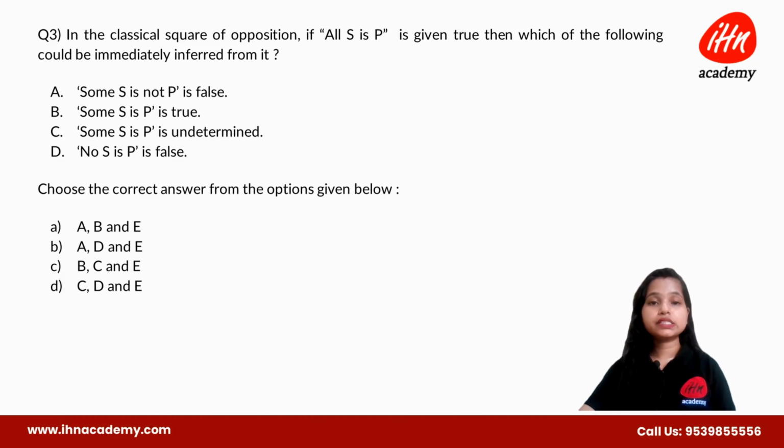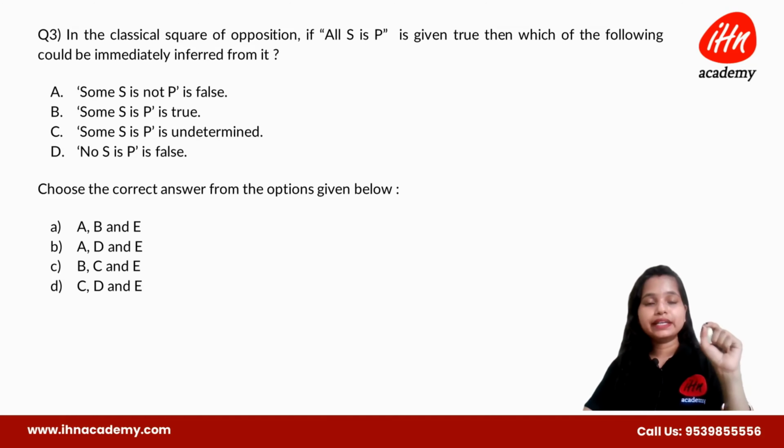Some S is not P, meaning particular negative, is false. Some S is P, particular positive, is true. Some S is P is undetermined. Undetermined, it could be true or false. You can't determine anything. Then no S is P, universal negative, is false. So all S is P is true. That means every S is P. So some S is not P, it is false.